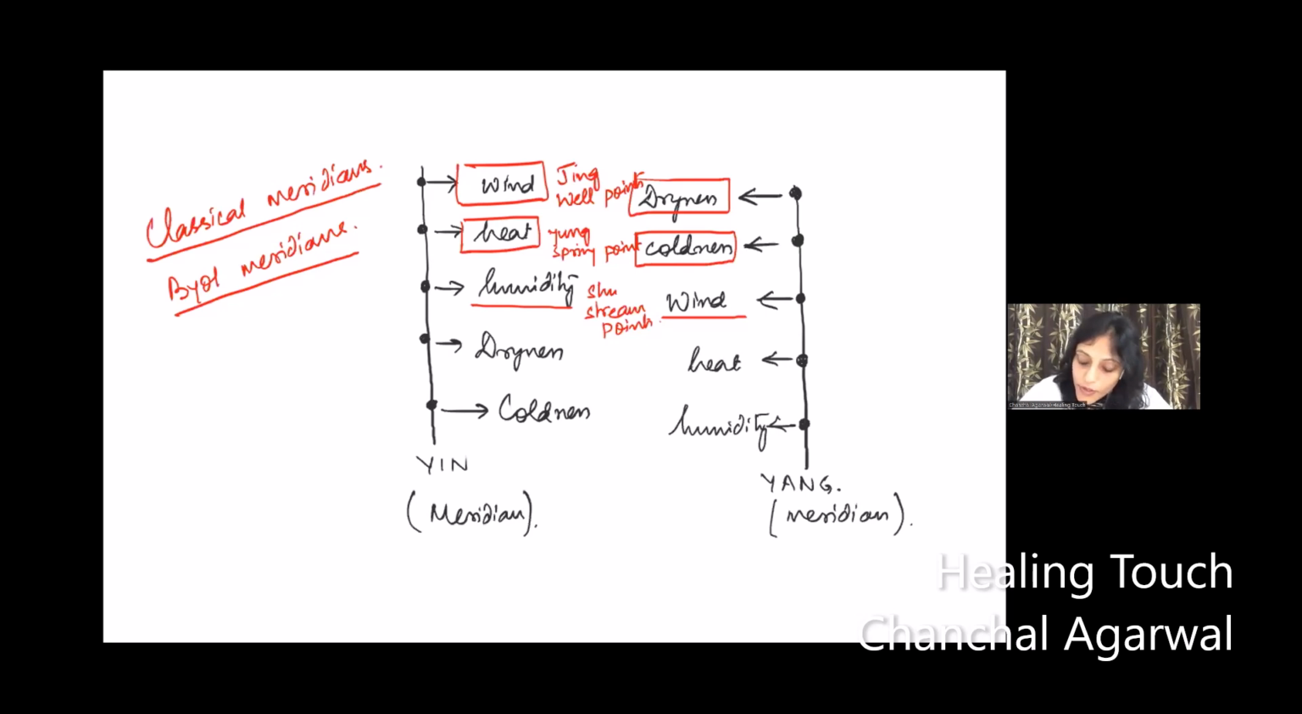The fourth point, that is dryness on the yin side and heat on the yang side, is called the Jing River point. Fifth point, the last point sequentially, the coldness point on the yin side and humidity point on the yang side, is called the He Sea point. ये नाम दिए गए हैं.